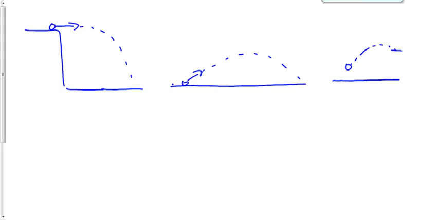It's a parabola, right? This is a parabola. It's like a half parabola. This is like a, I don't know, 2/3 parabola, something like that, whatever. This is a full parabola. Okay, we have a parabola in all three cases here.